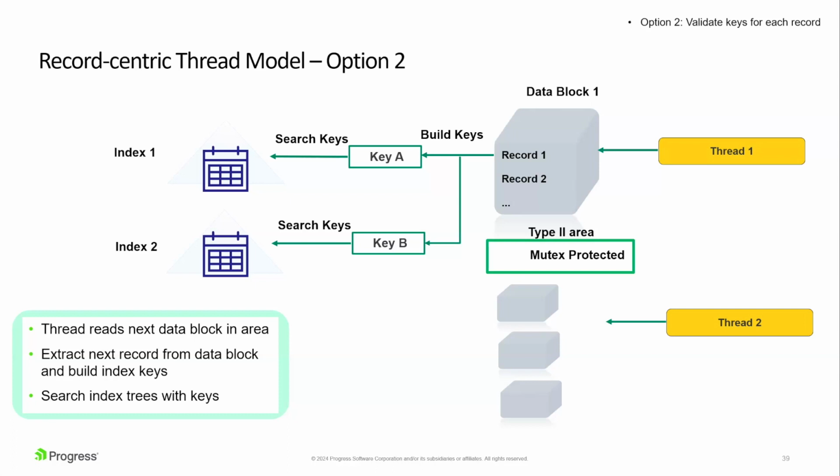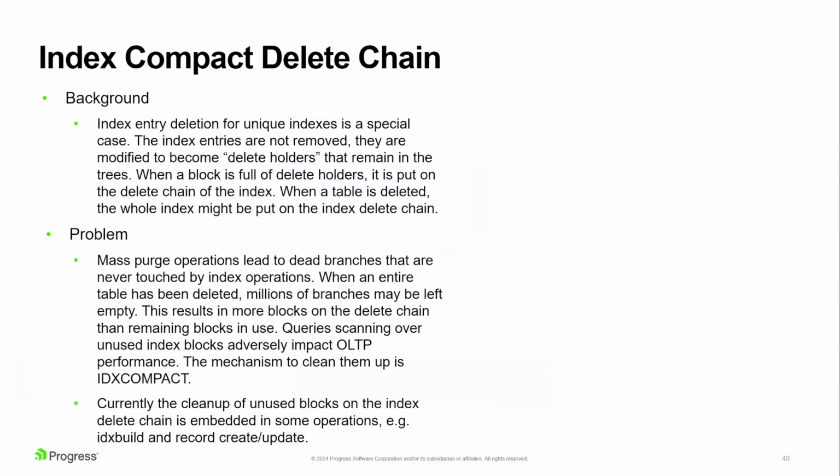Okay, that takes care of threading index check. I'm going to move on to index compact. This is about the delete chain. The index entry deletion for unique indexes is a special case because those entries are not actually removed, they are modified to become delete holders that remain in the trees. When a block is full of delete holders, it's put on the delete chain of the index. When a table is deleted, the whole index might be put on an index delete chain.